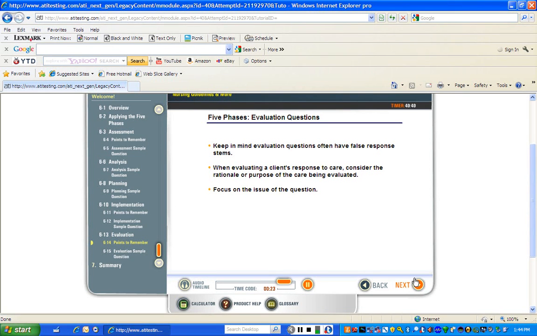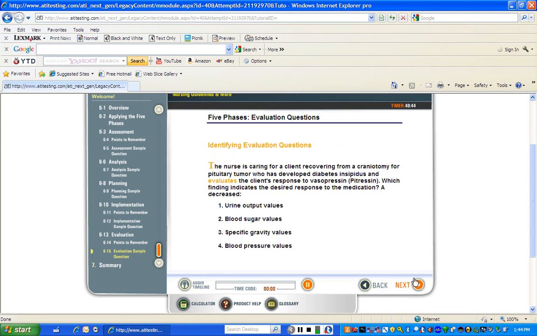Let's look at an example of an evaluation question. Let's first separate the case scenario from the stem of the question. The case scenario tells us the nurse is caring for a client recovering from a craniotomy for a pituitary tumor who has developed diabetes insipidus and evaluates the client's response to vasopressin. The stem of the question asks, which finding indicates the desired response to the medication?